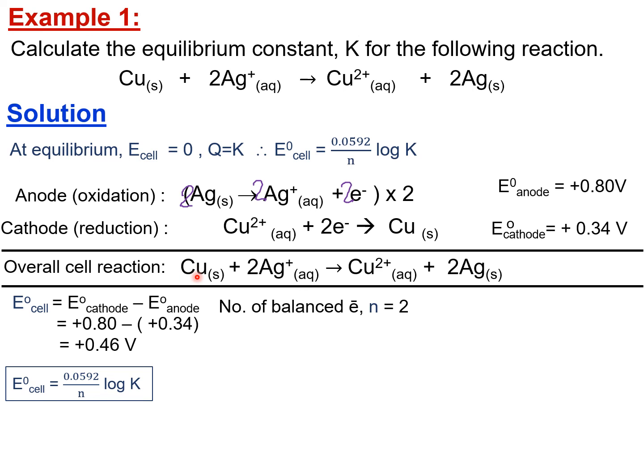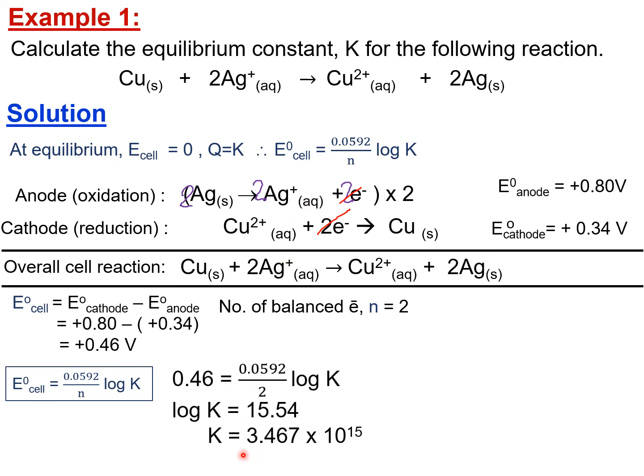Okay, here don't worry, since Q equals K, you don't need to build the reaction quotient. You just need to find this K value only. So you find E naught cell through this formula, E naught cathode minus E naught anode. So you will get this value. The number of valence electrons that you can cancel out to proceed to make the overall cell reaction equation is 2 electrons, so n equals 2. So you recall this formula to find your equilibrium constant. Therefore, you will get K is equal to 3.467 times 10 to the power of 15.